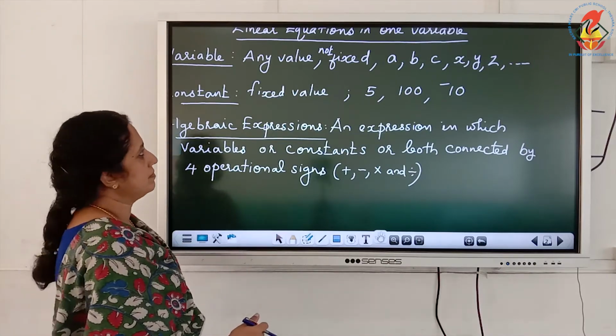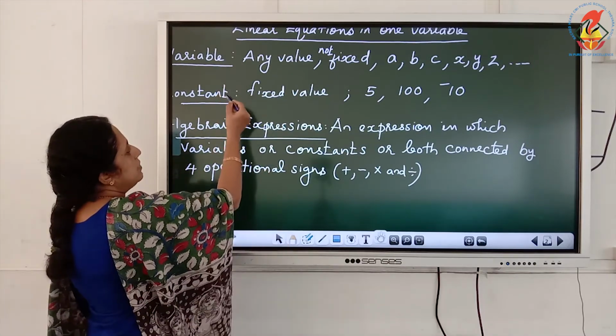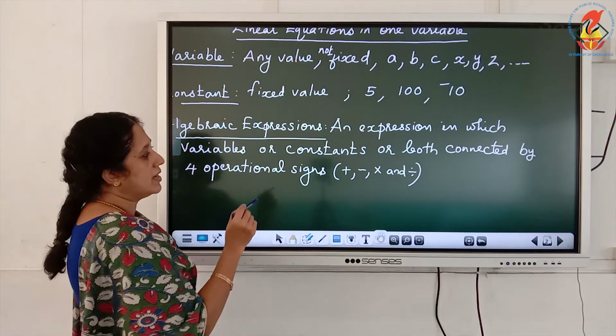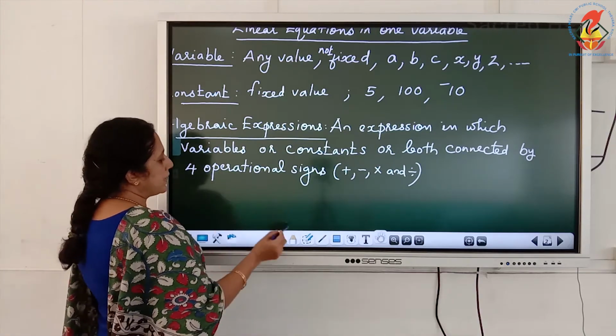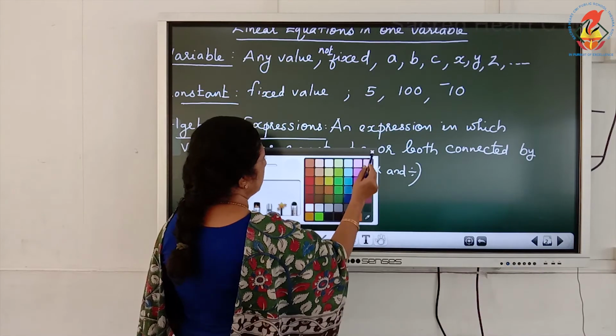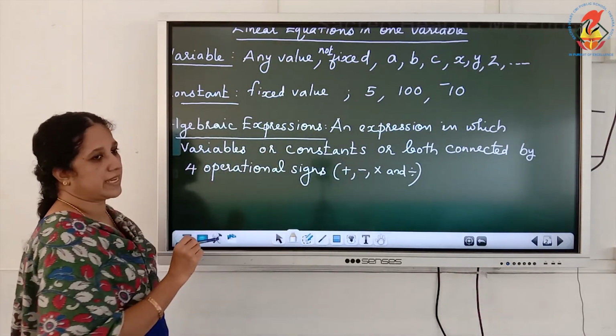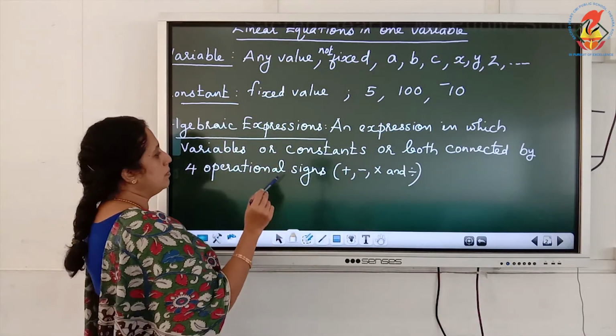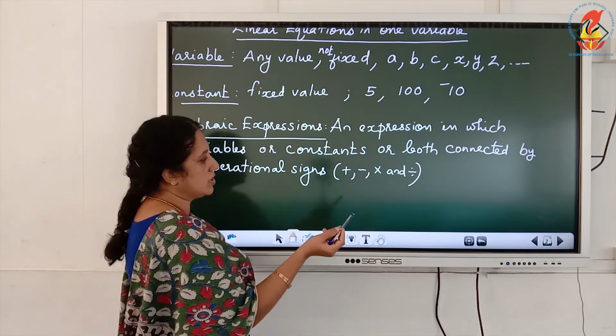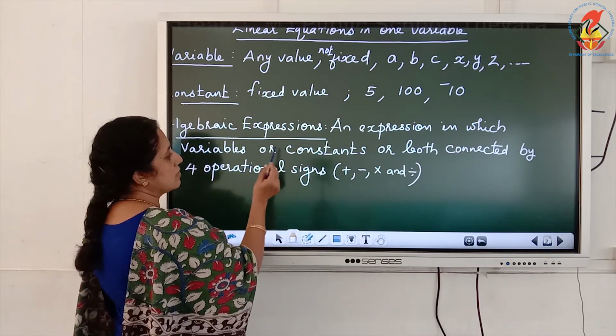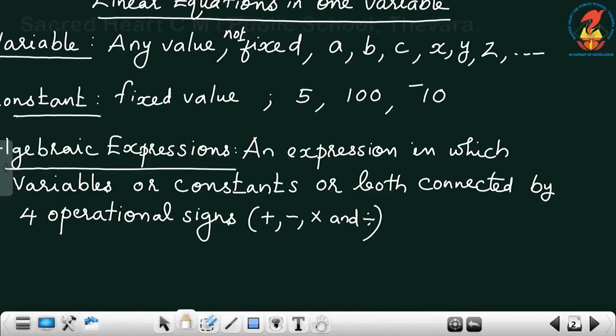Now next, algebraic expression. When variables and constants are connected by the four operational signs, we get an algebraic expression. It is a combination of variables and constants, or simply variables or constants. An expression in which variables or constants or both are connected by the four operational signs is an algebraic expression.